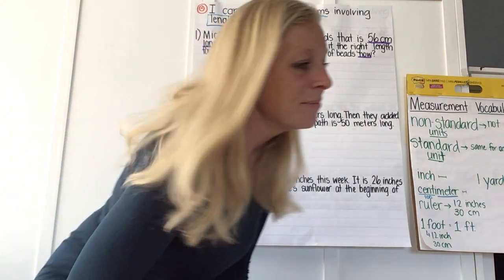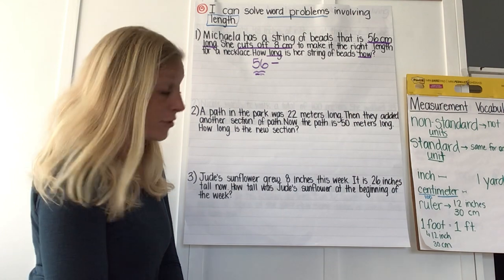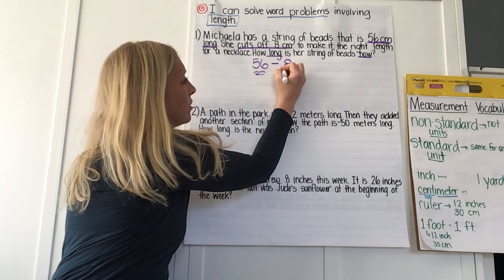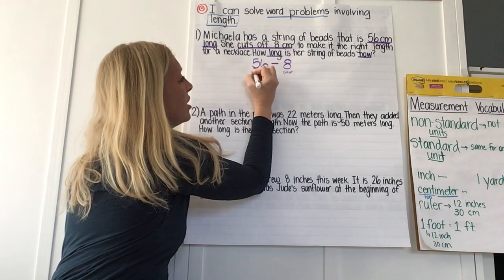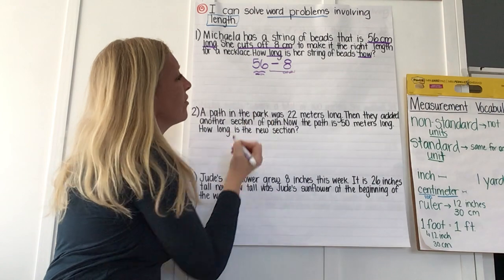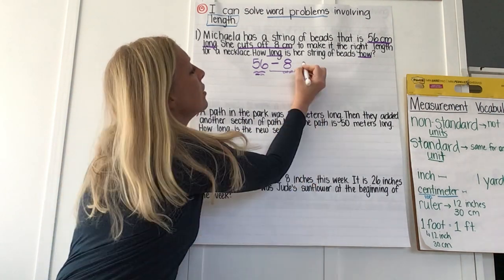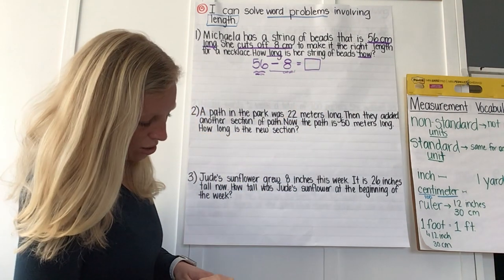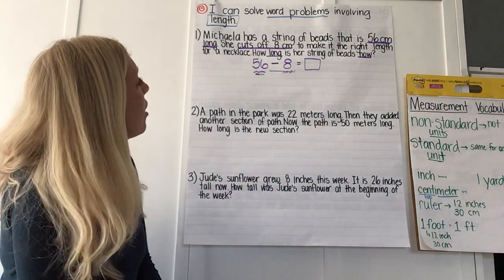Why a minus sign? She cut off that amount, right? And how much did she cut off? 8 centimeters. Okay, so it was this much, and she cut off 8 centimeters. That's that minus 8 equals a box for the unknown. We don't know how long that necklace is now after she cut that off.